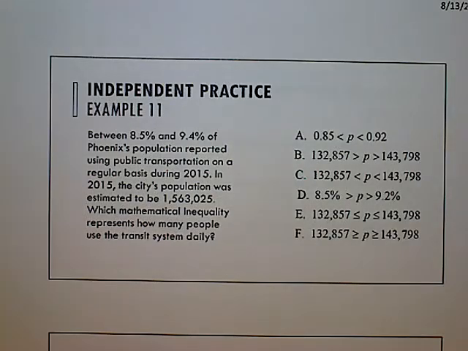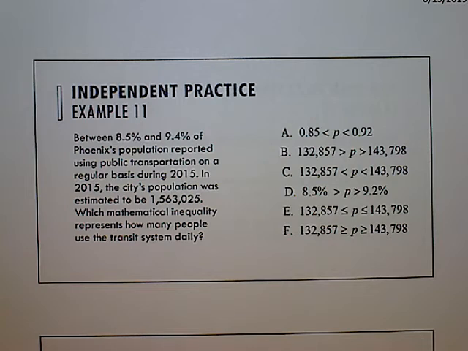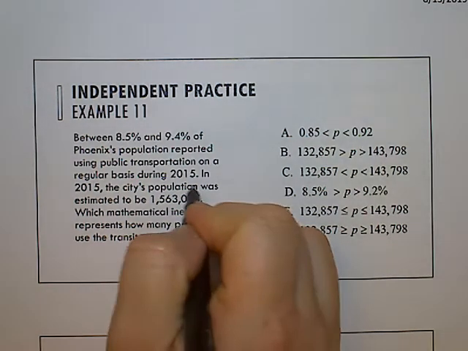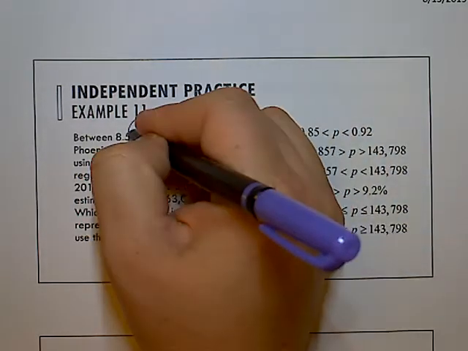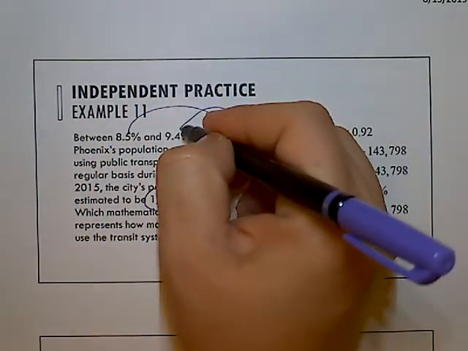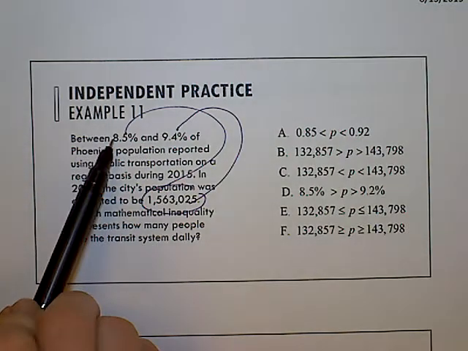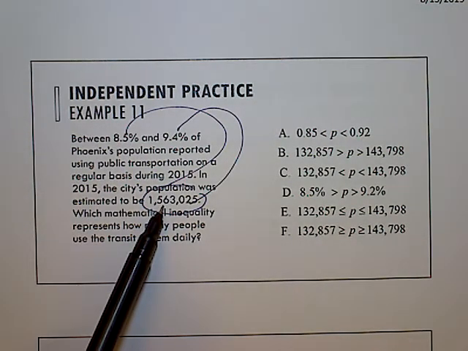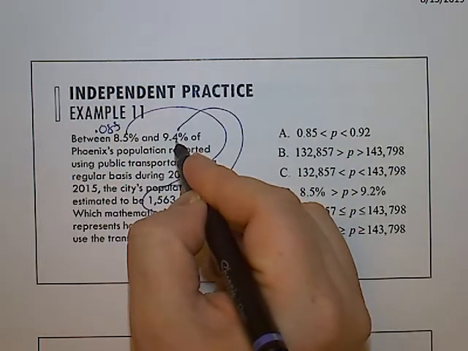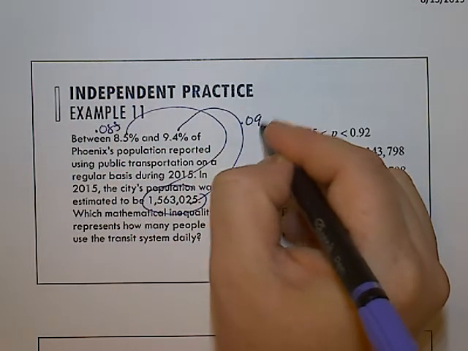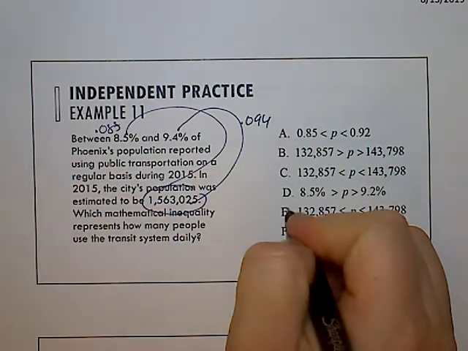We have some options. Okay, so I want you to know that 8.5% to 9.4%. If you take 8.5%, turning it into a decimal is 0.085, and 9.4% is 0.094, we get a final answer of E.